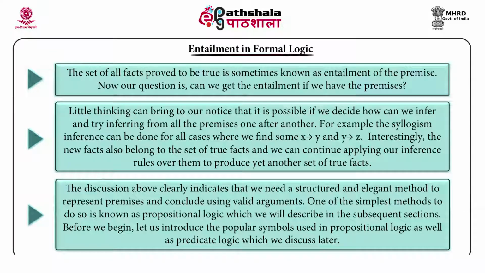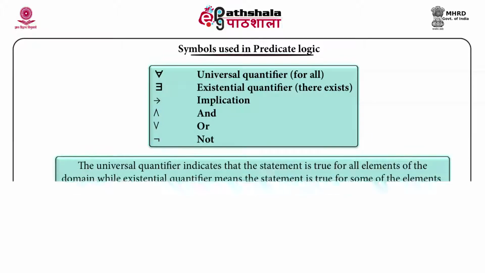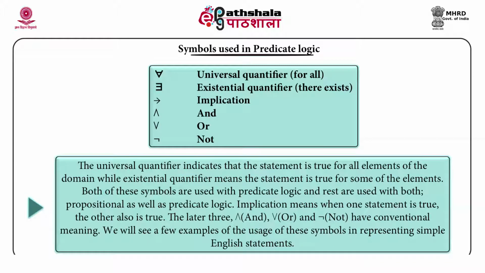Now we will look at some of the common symbols that are used in both propositional as well as predicate logic. The screen talks about them. One is the implication arrow. A implies B means when A is true, B is true. A and B means both of them are true. A or B means A is true or B is true. Not A means the truthfulness of A is negated. So, if A is true, not A is false. If A is false, not A is true, and so on and so forth.